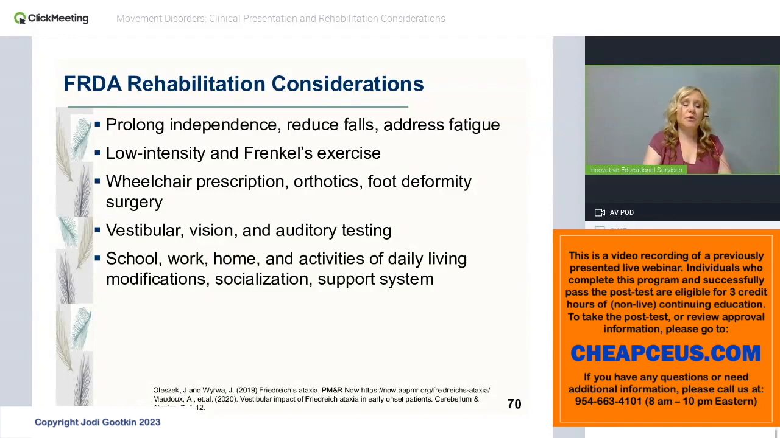Rehab considerations when we're working with this particular population. As I said, they're individuals who tend to be younger, so they're out and they're working. They're in formative years of their life. So you're looking at your ADLs, you're looking at your IADLs also. You're looking at compensatory strategies for the patient. Don't forget to also assess vestibular involvement for them to see if that needs to be addressed. Because of the tendency towards congestive heart failure, we're going to be aware of low-intensity exercise.